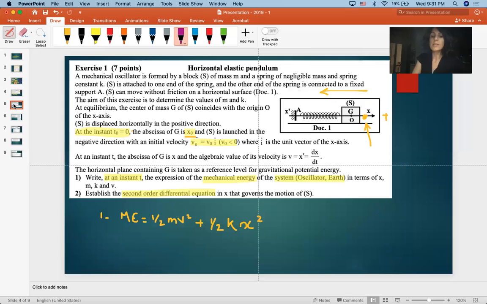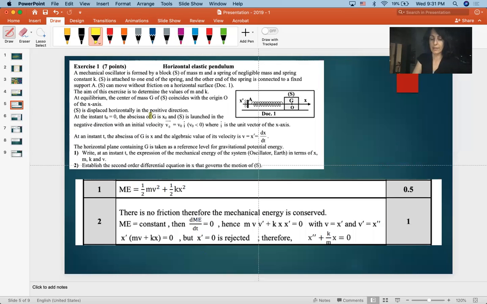So the question is, establish the second order differential equation. This is the official answer. If you write the mechanical energy that we just did, you take half a point out of 7. Then you're supposed to write no friction, mechanical energy conserved, so ME constant, then the derivative is 0. And then you start taking the derivative of this equation.